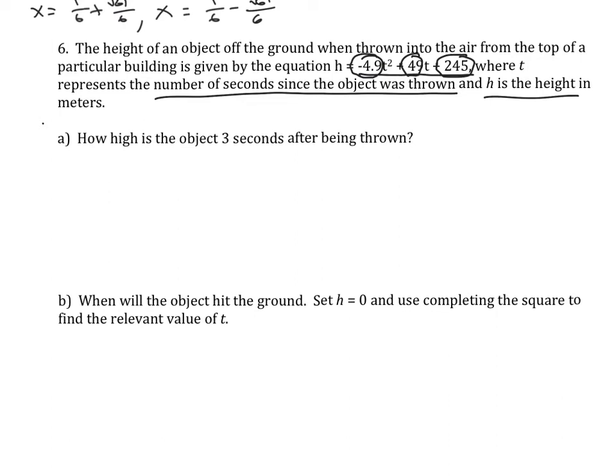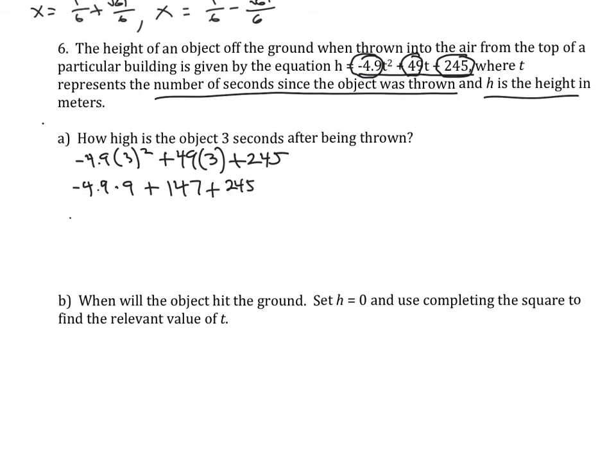Okay, how high is the object 3 seconds after being thrown? We just plug in 3. So we get negative 4.9 times 3 squared plus 49 times 3 plus 245 as the height of the object. So we'll get negative 4.9 times 9 plus 3 times 49, which is 147, plus 245.